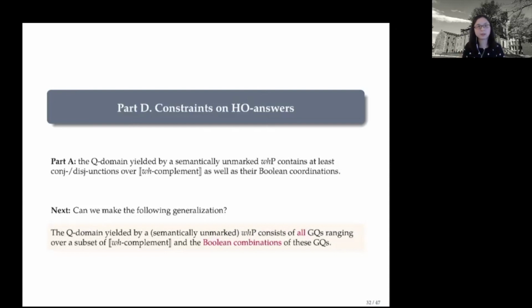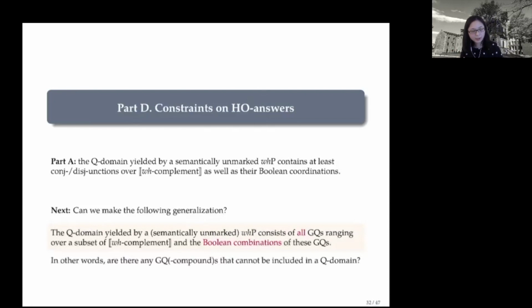So this is a very strong claim. Or put the question in a different way. In other words, are there generalized quantifiers that we shouldn't put into the Q domain? And in this section, I'll show that we definitely have some constraints as to what kind of generalized quantifiers can be used as semantic answers to questions.